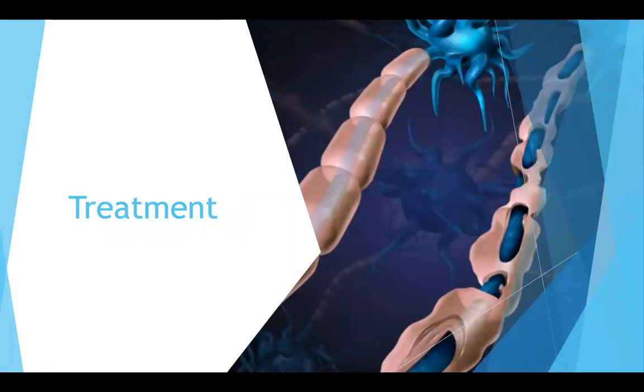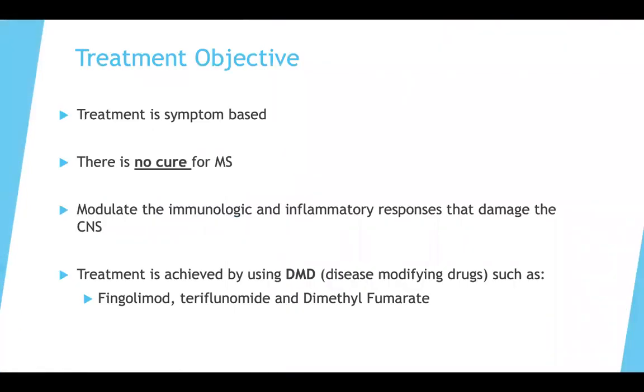In terms of treatment, the main objective of treatment is to manage the symptoms. There's actually no cure for multiple sclerosis. And the objective of using immunomodulators is to try to manage the immunologic and inflammatory responses that happen in multiple sclerosis and that cause the damage of the central nervous system. Treatment is achieved by using disease-modifying drugs such as fingolimod, teriflunomide, and dimethyl fumarate.